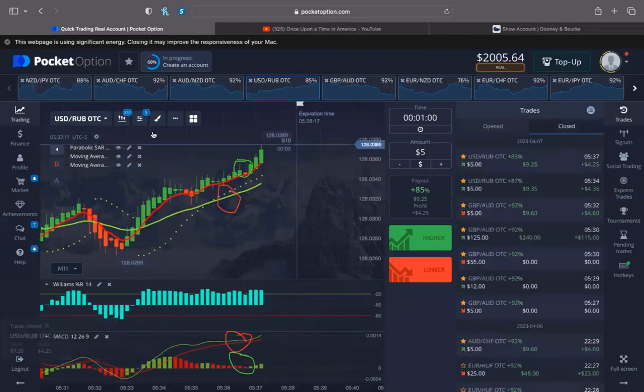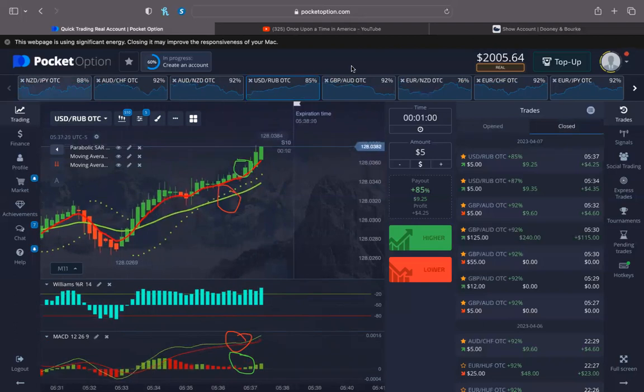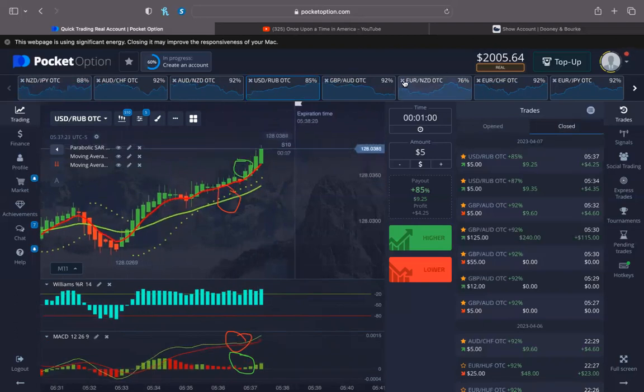All right, moving on to another setup. I don't trade anything under 88%. So this pair, Euro NZD, has dropped to 76%. So I'm going to exit that.